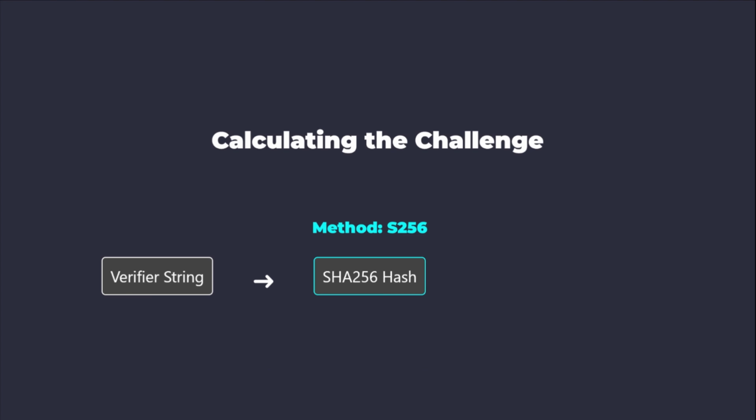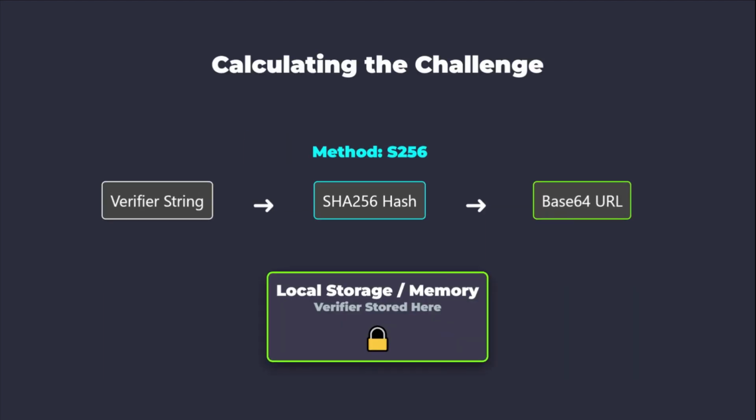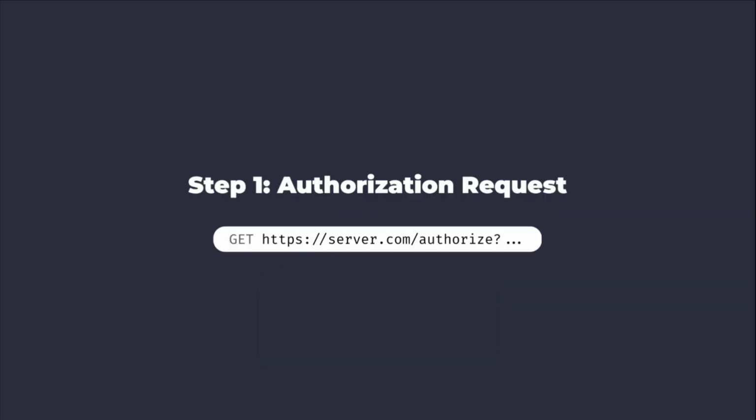The standard method is S256, which involves taking the SHA256 hash of the verifier string and then Base64 URL encoding the resulting hash digest. This two-step transformation is critical. The client must store the original code verifier locally, typically in session storage or memory, until the token exchange is complete. This storage must be transient and protected from cross-origin access.